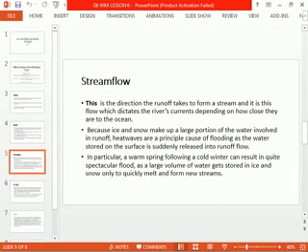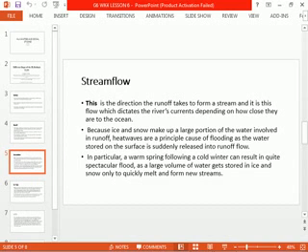What about stream flow? As another step of the hydrologic cycle, stream flow. So on this step, how does this one happen? This is the direction the runoff takes to form a stream, and it is this flow which dictates the river's current depending on how close they are to the ocean.